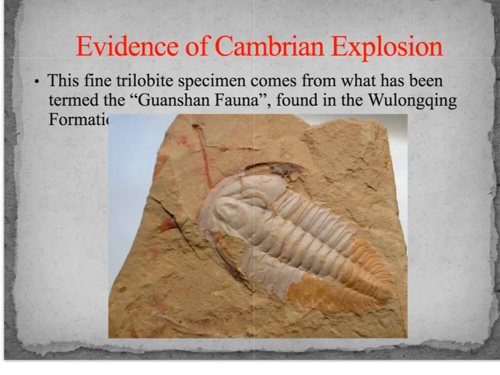Here's evidence of the Cambrian explosion. This fine trilobite specimen comes from what has been termed the Guanshan fauna, found in the Wulongqing Formation. The Guanshan fauna shares many genera with the slightly older Chengjiang biota, but differs at the species level. With the discovery of the Chengjiang biota in 1984, a window on the Cambrian explosion in China was opened.